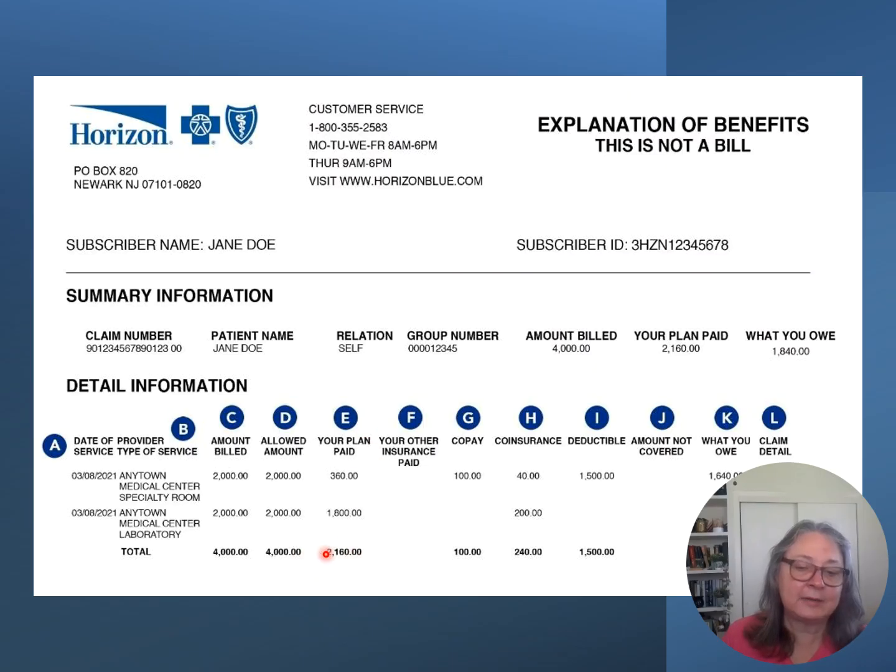If there's a difference there, that lets you know there's going to be some differences over here, okay? Your other insurance paid. So if you had a primary insurance and this is your secondary, it's going to have your other insurance paid here, your copay, co-insurance, deductible, amount not covered, and what you may owe, okay? And we'll look at another example here in just a sec.